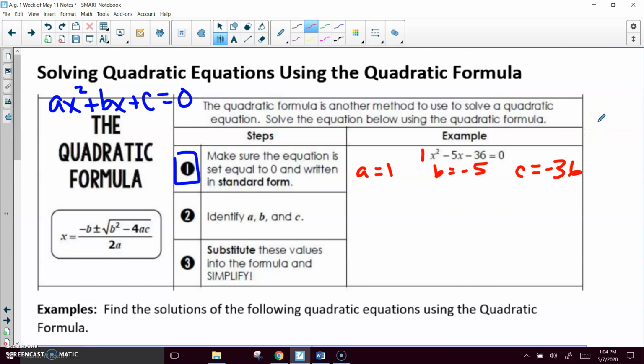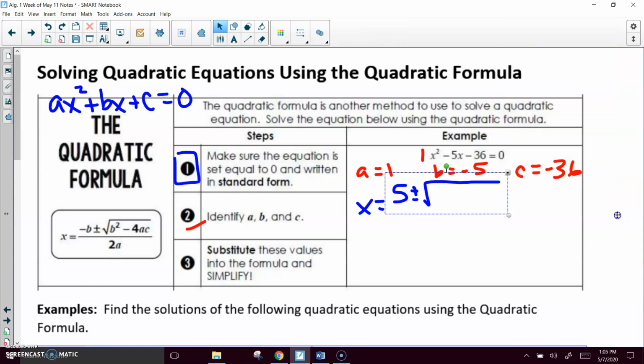Now I'm going to plug these values into my quadratic formula. So x equals negative b. Because my b value is negative, the negative of a negative would lead to a positive 5, plus or minus the square root, and underneath my square root, this may look familiar, folks: b squared minus 4ac. If you'll remember earlier in the unit, we talked about the discriminant. We calculated the discriminant to figure out how many real solutions we had. That's the same thing that's underneath the square root here.